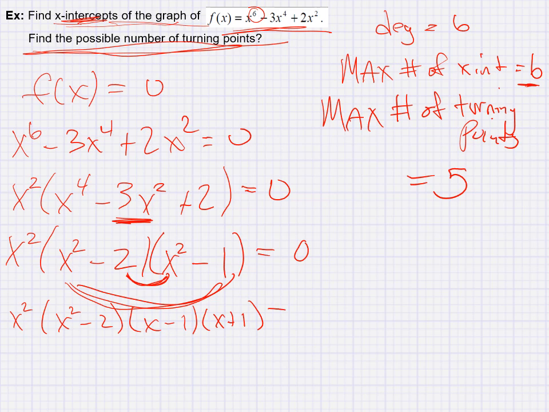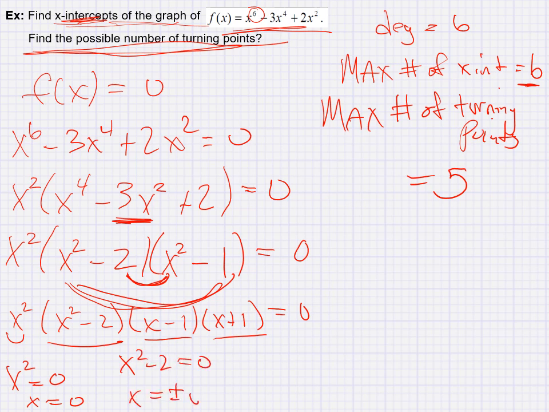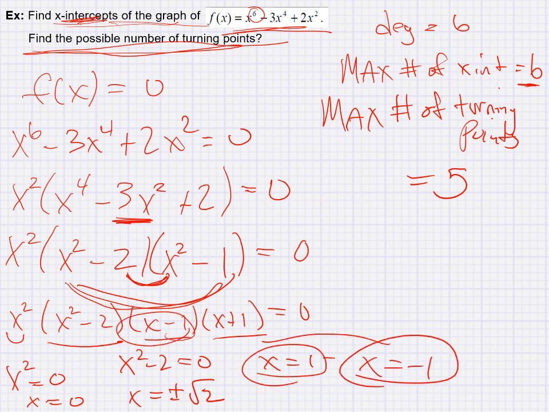All right, and now I need to start generating my zeros. So set each one of these factors equal to 0. x squared equals 0 would give me x equals 0. x squared minus 2 equals 0 would give me x equals plus and minus the square root of 2. x equals 1 would be from the x minus 1 factor, and then x equals negative 1 would be from the x plus 1 factor.